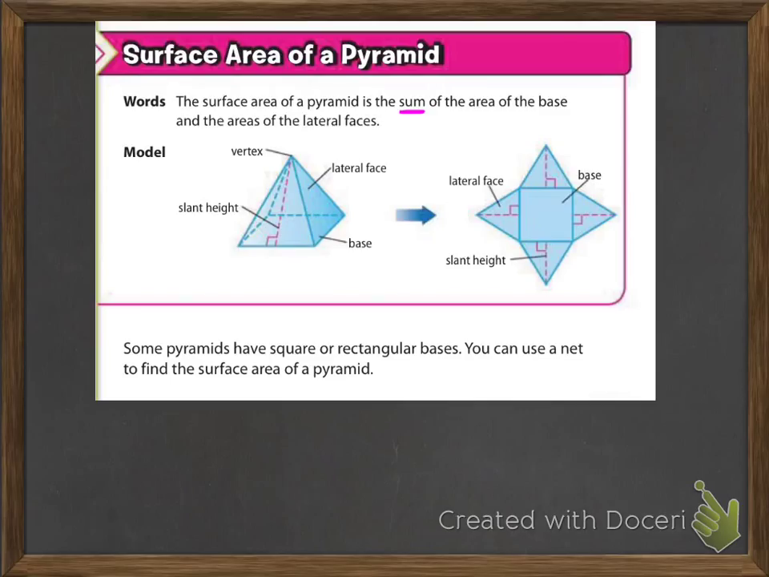And again, the net is when the shape has been broken apart, so to speak. It says the surface area of a pyramid is the sum of the area of the base and the area of the lateral faces. So some pyramids have square or rectangular bases. You can use a net to find the surface area of a pyramid. So I've circled the word net, and I went ahead and drew an arrow to the net that you see here.